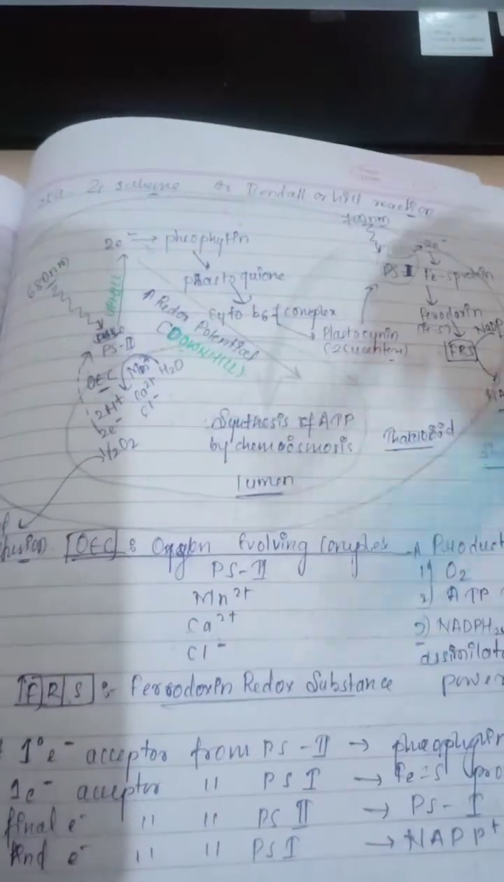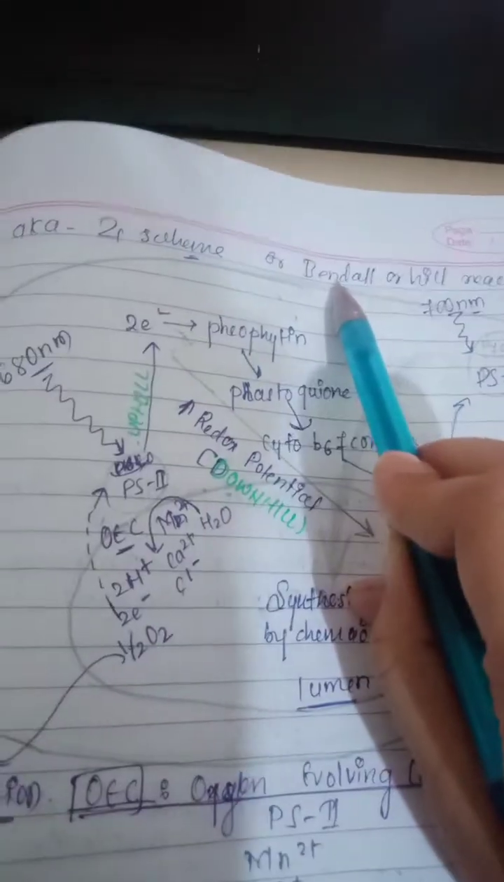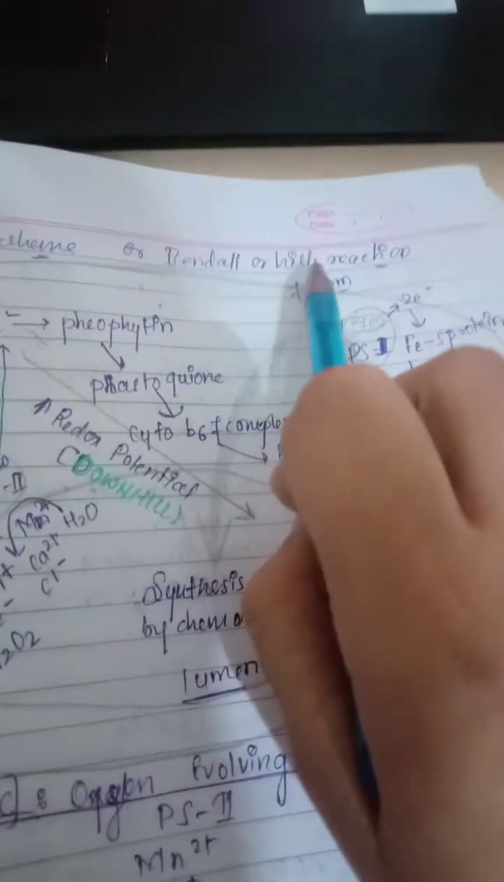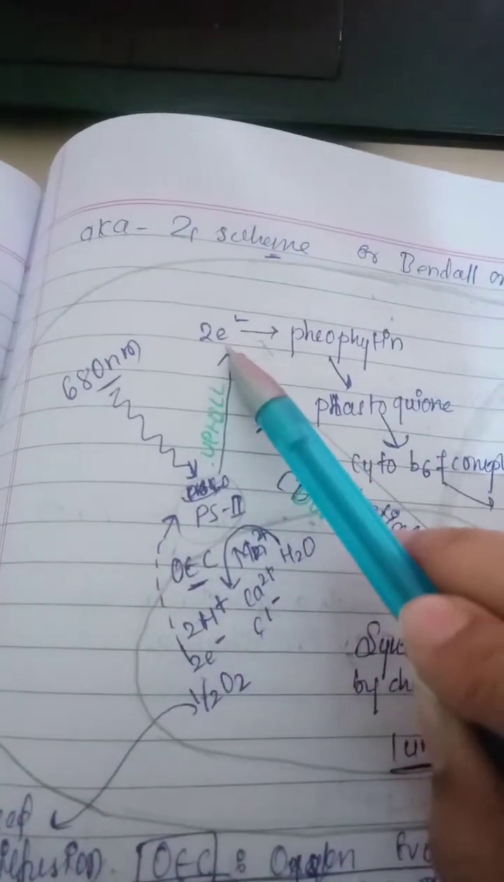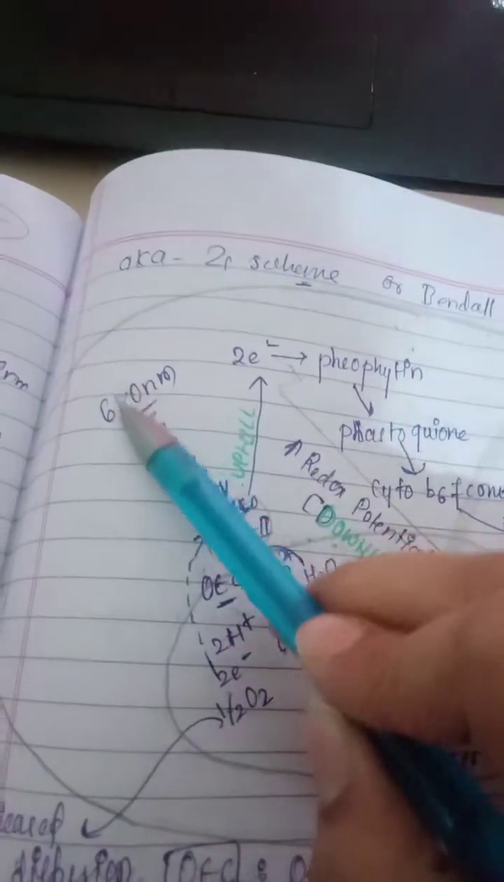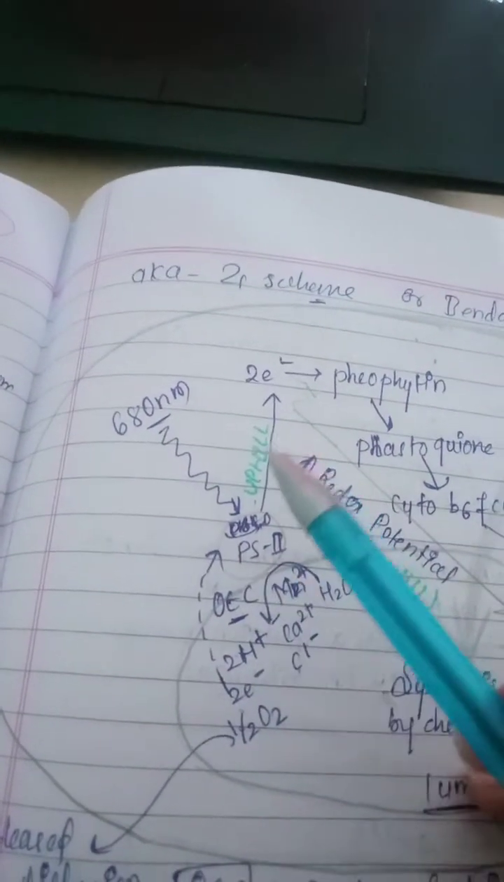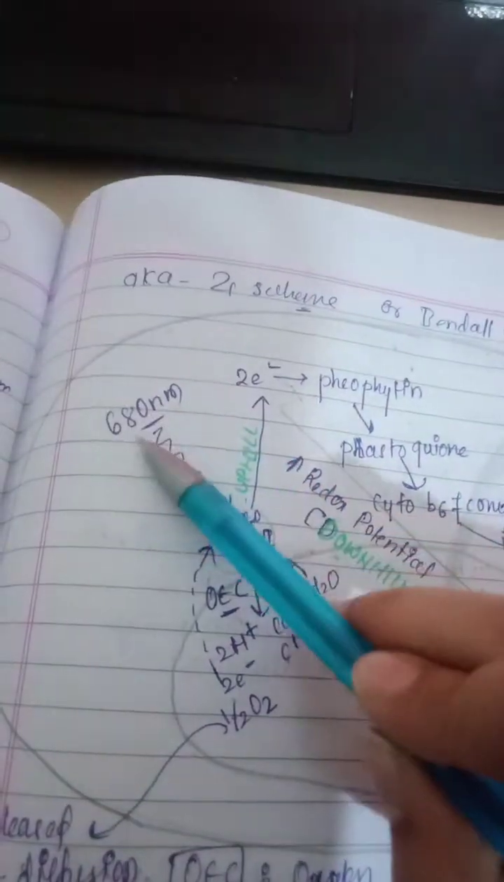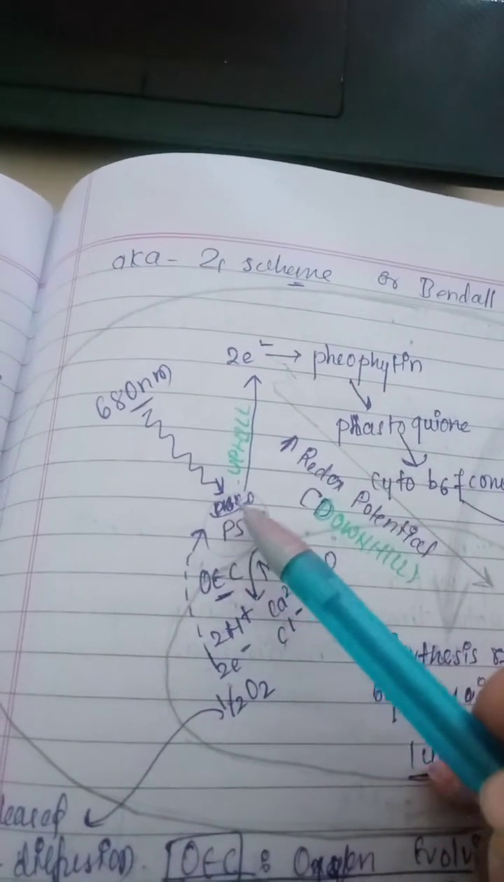Now this whole thing is called non-cyclic photophosphorylation, also called the Z-scheme or Hill reaction. First, light falls on PS2 of 680 nanometer. It falls on PS2 on the reaction center.